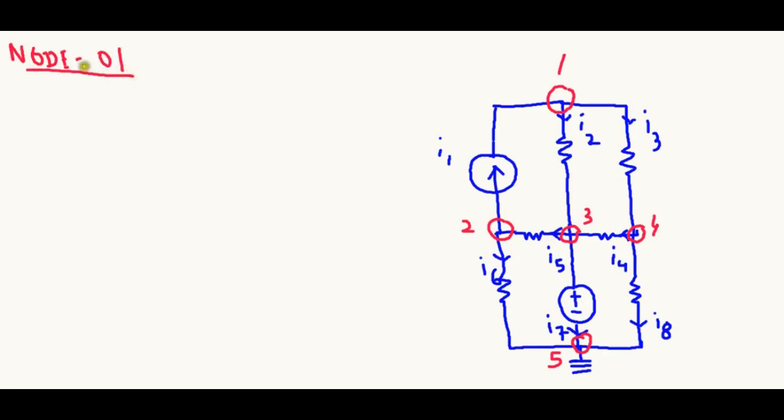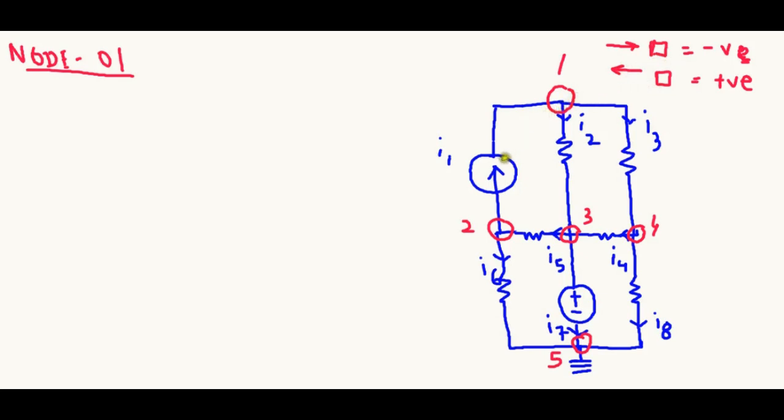For node 1, what is the equation going to be? First of all, I need an assumption to apply KCL. I'm going to say that the current that is entering a node is going to be negative, and the current that is leaving a node is going to be positive. Now this is my assumption. You guys may go otherwise. You may consider a current entering a node as positive and a current leaving the node as negative. It's totally up to you.